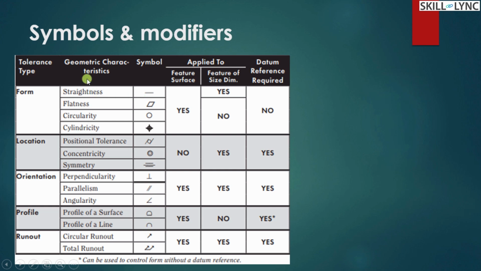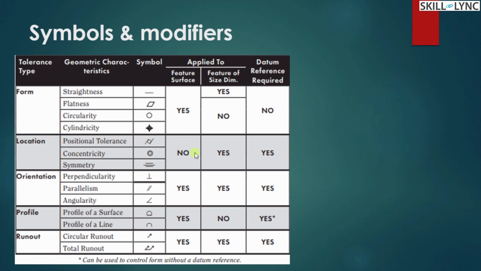Each and every characteristic has specific prerequisites, that is, whether a datum reference is required or not, and how it can be applied to the various features, such as a surface or a feature of size dimension. So whether this form can be applied or not. So this is how you must look into the various applications of these symbols.